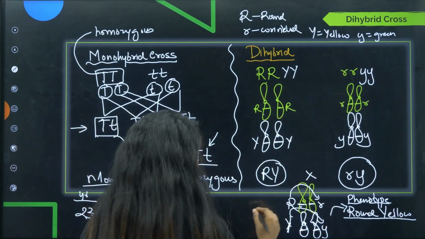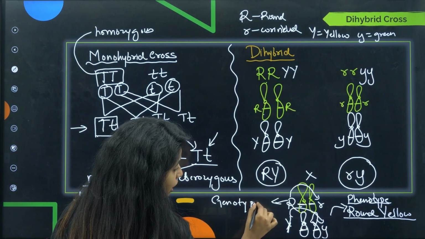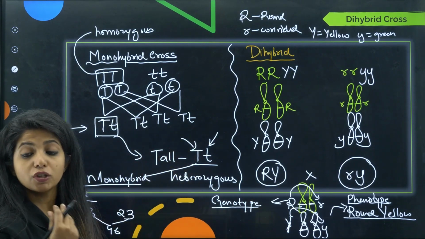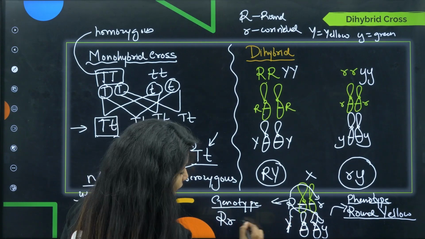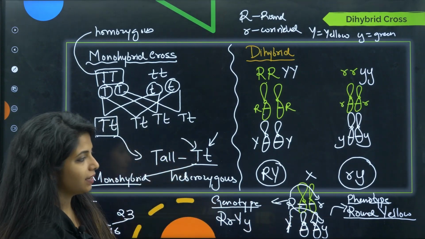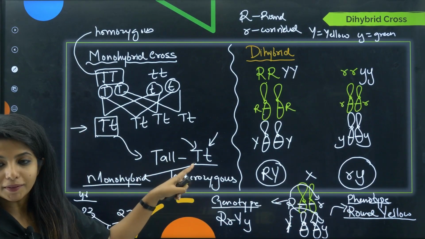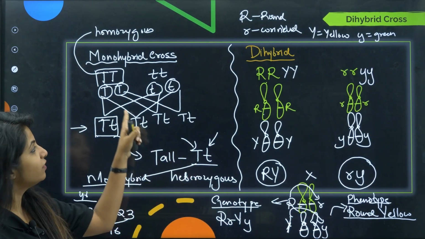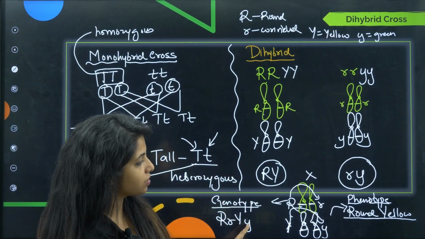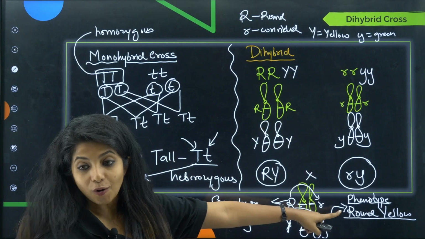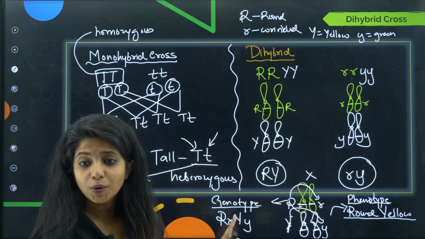Now what is the genotype, if asked? What will be the genotype of the F1 generation? Capital R, small r, capital Y, small y, and still they are round and yellow. Same thing we got here, right? All of them were tall, but they were heterozygotes, not homozygous. Over here also, all of them are round and yellow, that is the dominant feature, but all of them are heterozygotes.